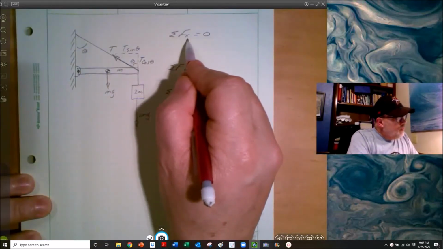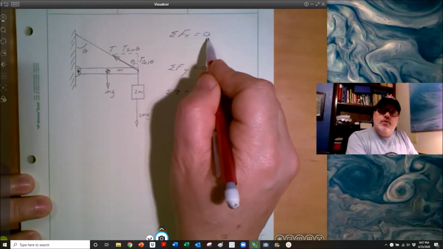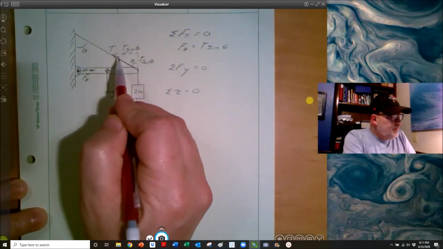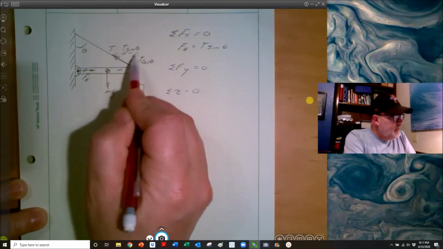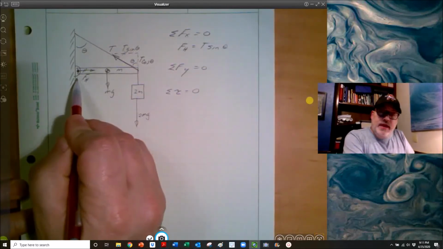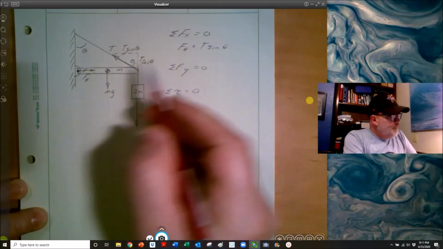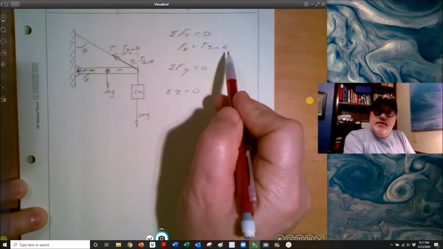The sum of the forces in the x direction equals 0. Since we only have two forces in the x direction, T sine theta, which is to the left, then the hinge must push to the right, and the hinge force must equal T sine theta.